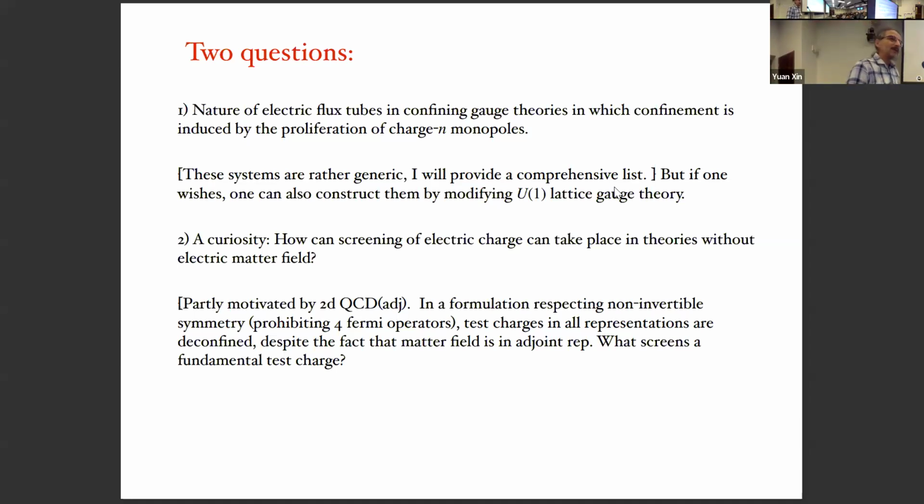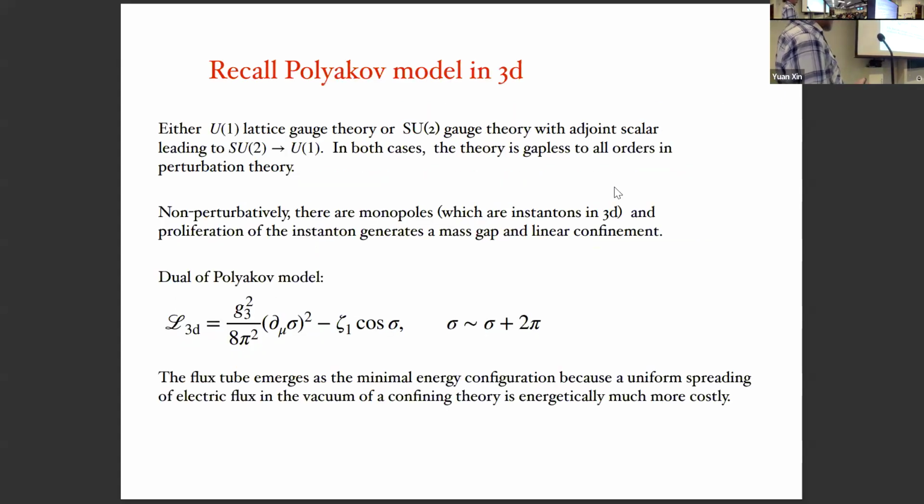so in Polyakov model, as well as in 3-dimensional compact QED, confinement is caused by proliferation of the monopoles. But there are many systems in which it is caused by proliferation of charge n monopoles. Charge 1, you can prove that they are forbidden. And these systems are rather generic. I will give you a list, but first let me remind you a few things about Polyakov model.